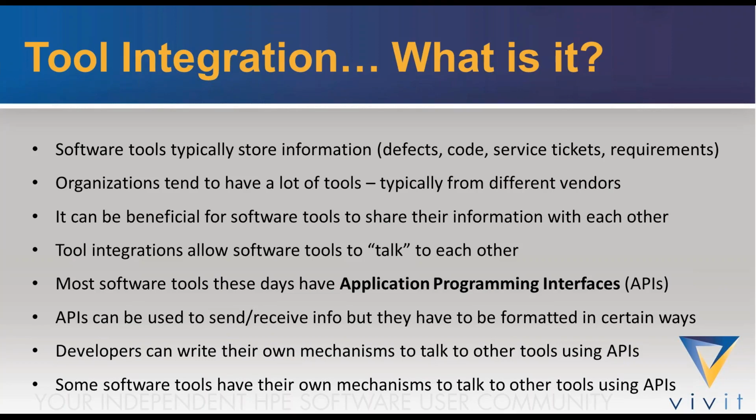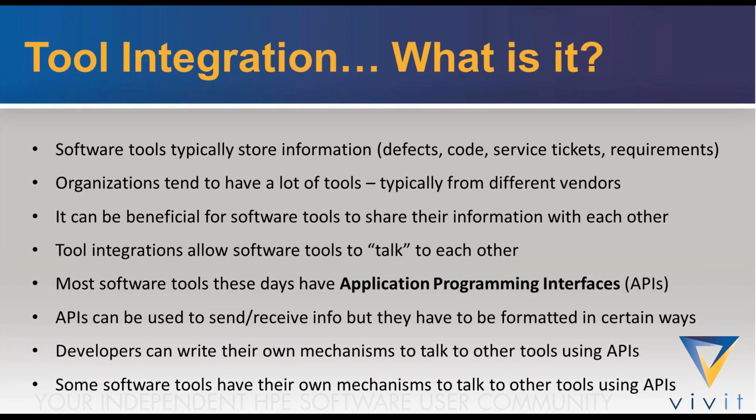Sometimes we, as humans, do that through email, but boy, wouldn't it be a lot easier if the software tools could themselves share their information? Wouldn't it be great if they could talk to each other? A lot of software tools these days have what are called APIs, application programming interfaces. And APIs are great ways to send and receive information between tools. API calls are formatted certain ways, and you've got different platforms and protocols like SOAP and REST and things like that. But these APIs are that basic mechanism for exchanging information.